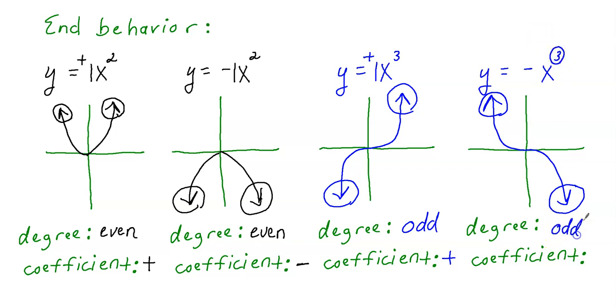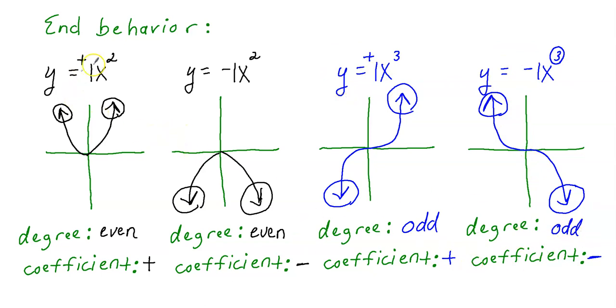But the leading coefficient here of 1 is negative right here. So when it's an odd degreed polynomial and the leading coefficient is negative, the end behaviors will look like this and this. And you should notice that if it's an odd degree, the end behaviors go in opposite directions. And to figure out how they're positioned, you need to look at the sign of the leading coefficient.